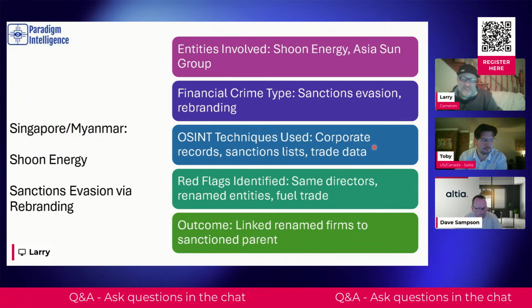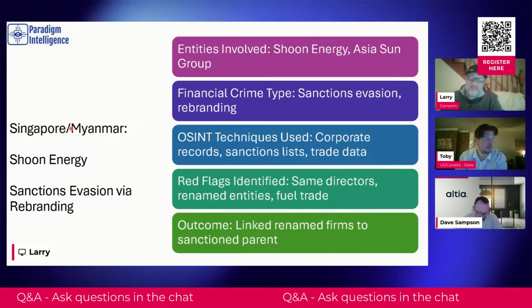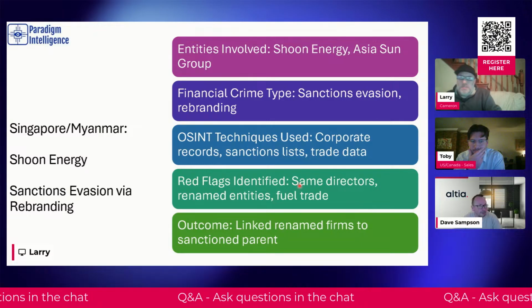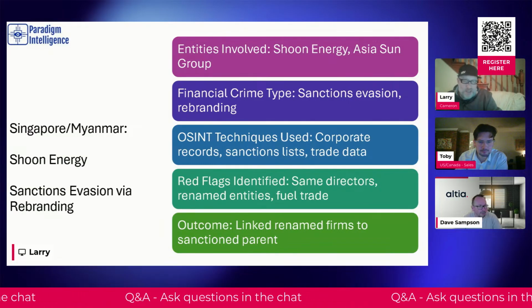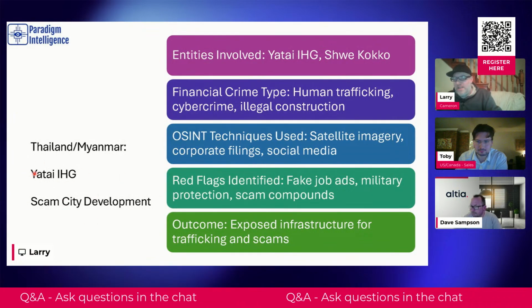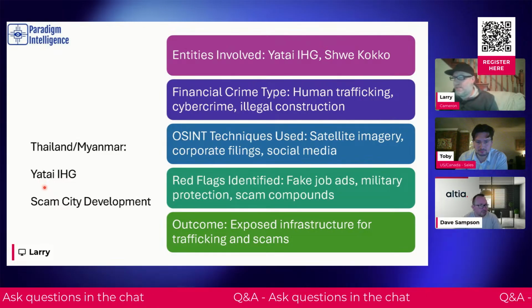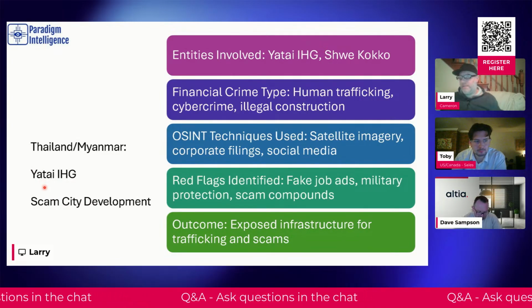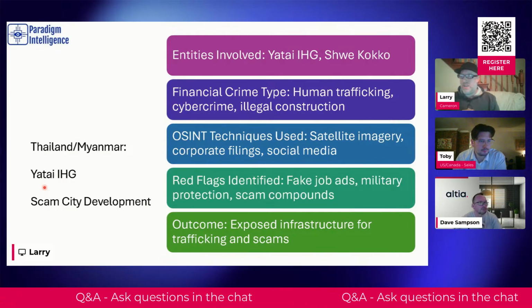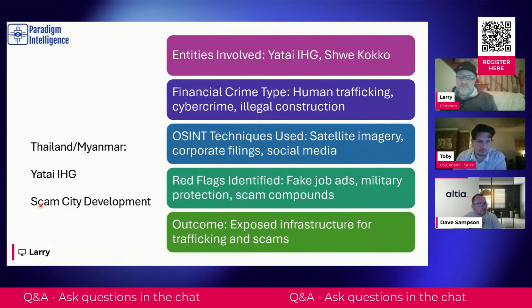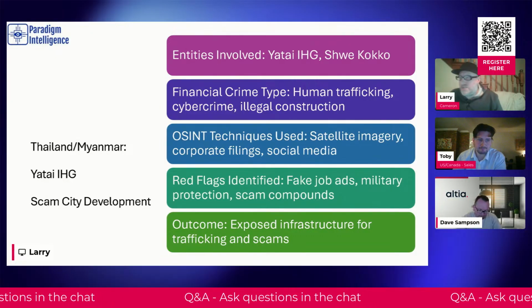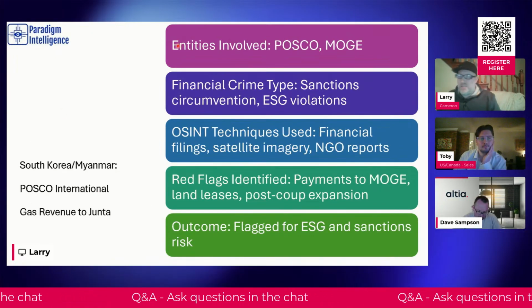Here's another one. Corporate records, sanctions list, trade data, Shun Energy. And you'll probably have to read some of these fast. I don't know how many we have. I think there's about 10 of them. Scam City Development, Yatai. I mentioned Yatai before, where it's owned by some of the Chinese government, but triads are running those compounds. So technically, the triads and the Chinese government are working together. You know, sometimes that's hard to prove, but right here, it's in the business registrations. I mean, it's not a conspiracy theory.